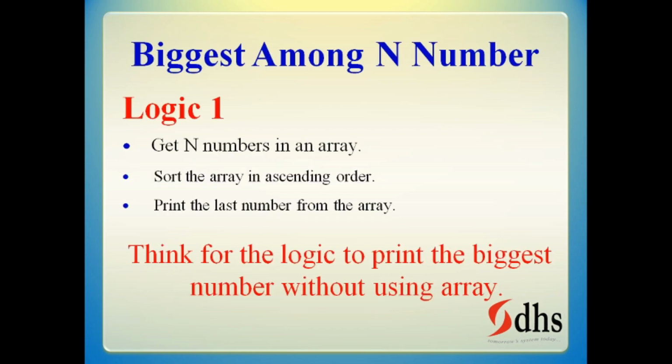You can think. The first logic is to get n numbers in an array and sort them using any sorting algorithm. If you sort in ascending order, print the last number. If you sort in descending order, print the first number. That's all. That is one logic you have. Now think of another logic to print the biggest number without using an array. How to do it? You have to think.